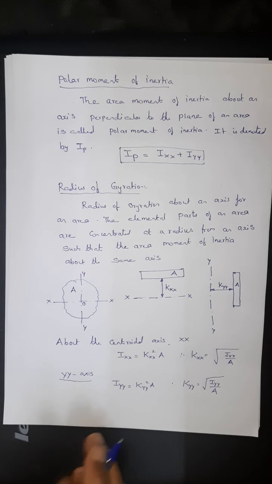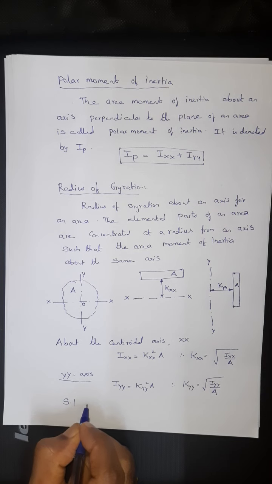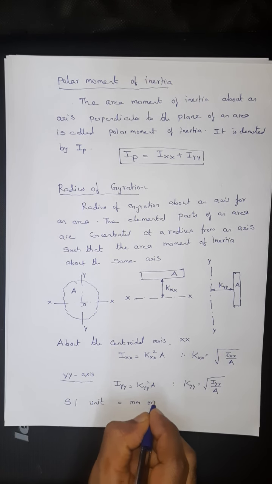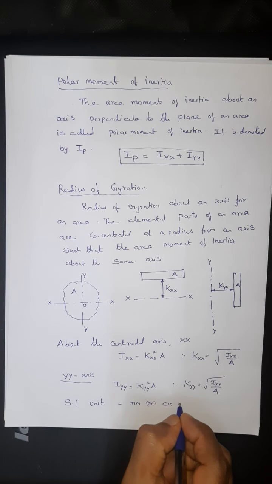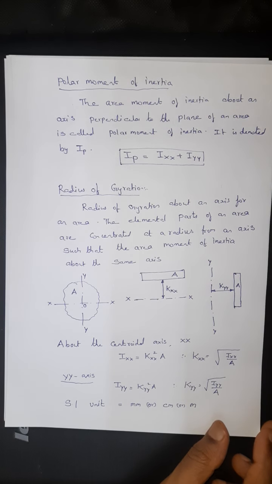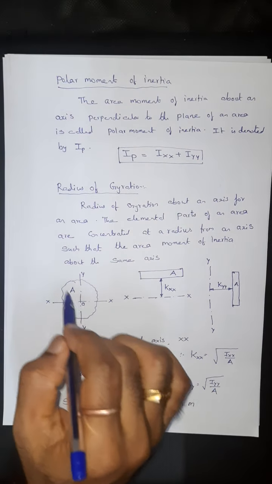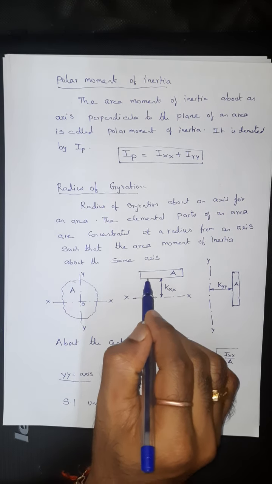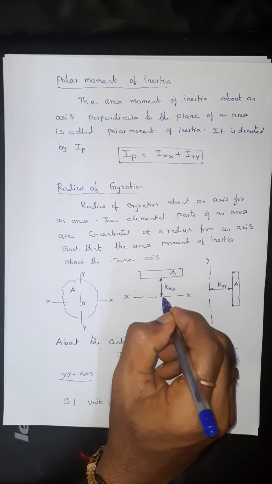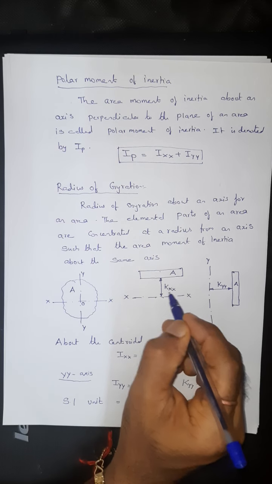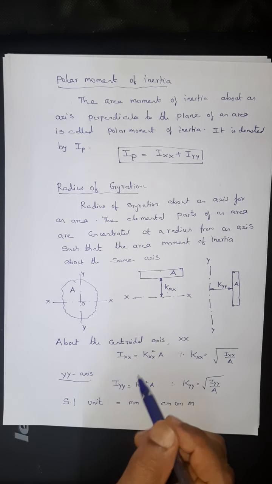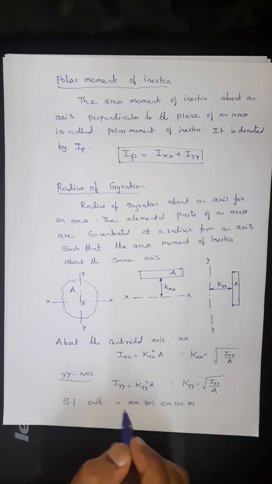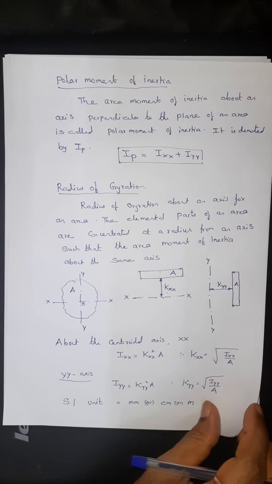The SI unit of the radius of gyration k is mm or centimeter, because it is a radius, that is, a distance. Distance is always measured in mm or cm or meter. So what I explained is that this particular cross section's area is formed into a strip form of concentrated area. With respect to the x axis, this much radius to the strip is kxx, and with respect to y it is kyy distance, and with the area moment of inertia about the same axis, this formula is arrived. The SI unit of the radius of gyration is mm or centimeter or meter.